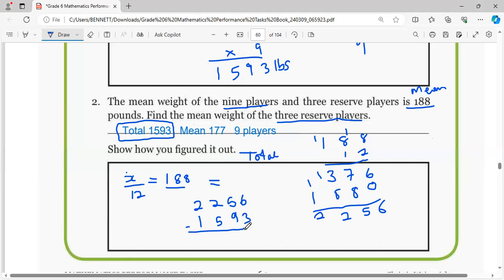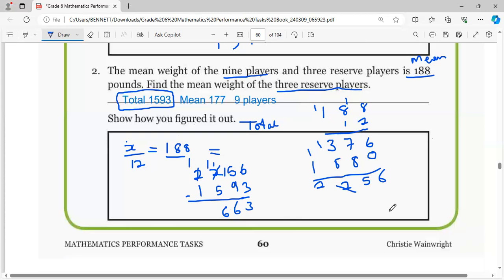3 from 6, that's 3. 9 from 5, you can't, so we take 1 now. 9 from 15, 6. 5 from 1, you can't, so we borrow 1 again. That leaves 11. So this is going to be 663. So if 3 players' weight is 663, how can we find the mean from that? You divide that by 3. That is it.